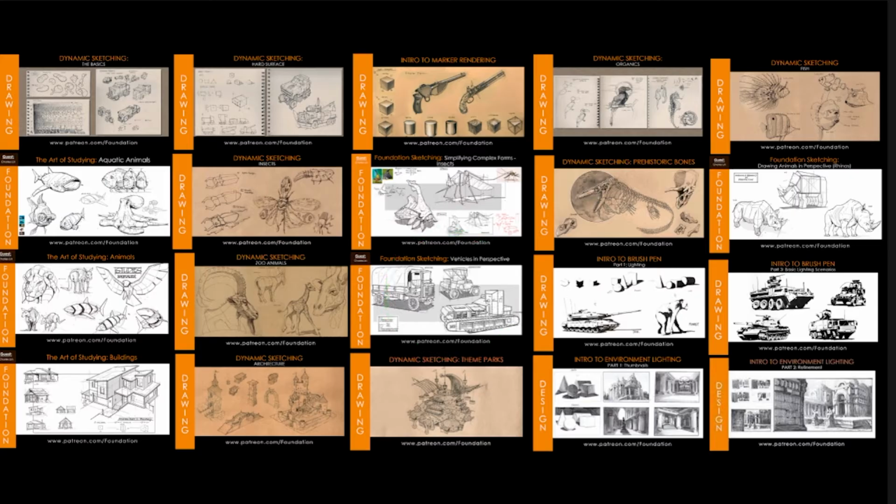Hard surface, so vehicles and animals with casting shadows. Going deeper into casting shadows using the brush pen. These are tutorials by John Park, really good.